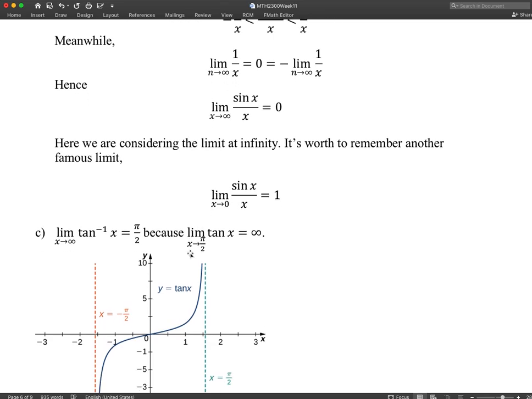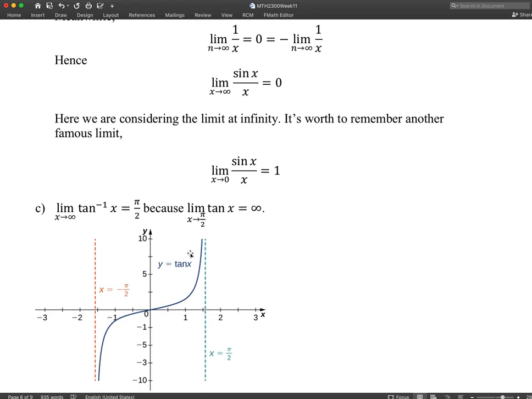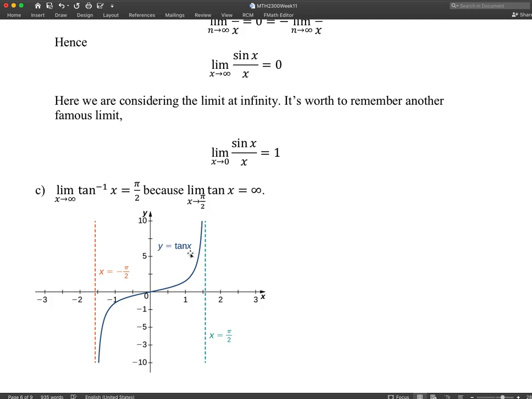Maybe let's try to finish this part C before we take a break. Part C: what we are looking for here is the limit as x approaches infinity of tangent inverse of x. I have been teaching calculus for many years, but anyway, I really don't feel very comfortable talking about tangent inverse. So instead of considering tangent inverse directly, let's consider tangent. Tangent is a periodic function between -π/2 and +π/2.